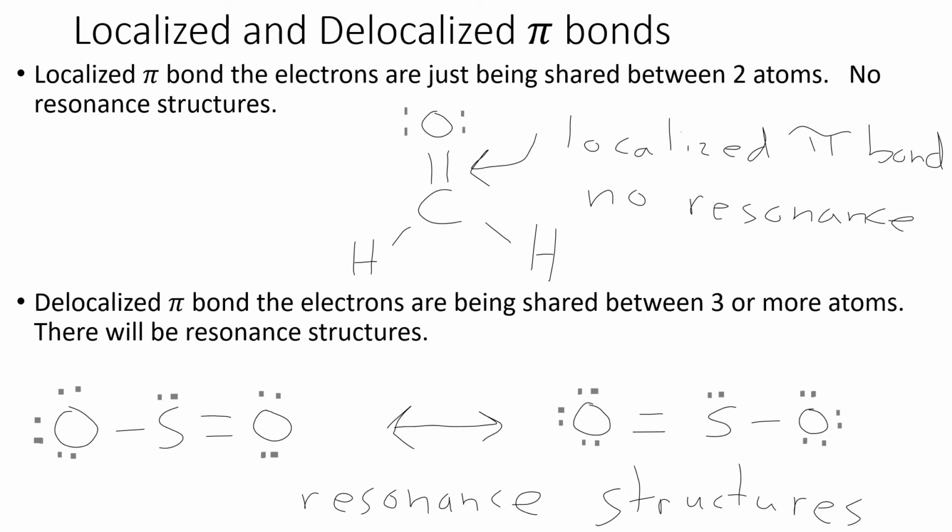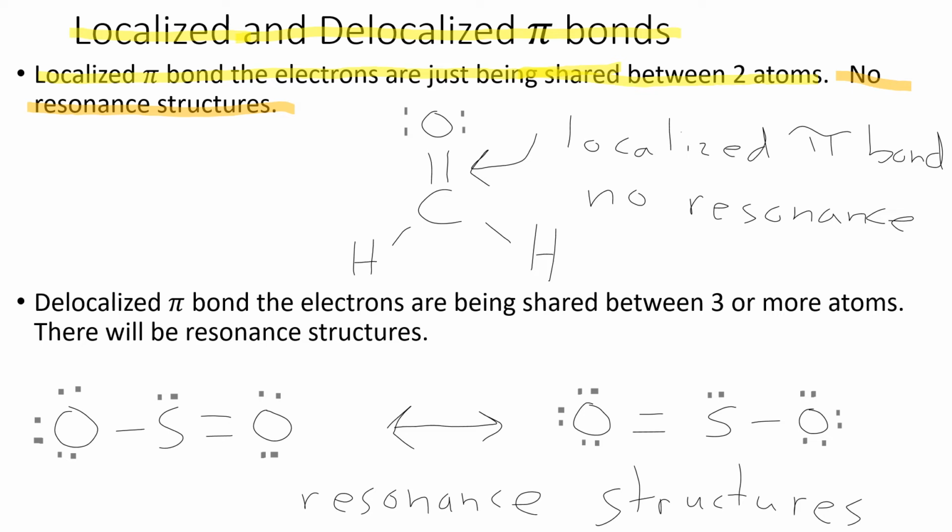And to talk about these pi bonds, we can be a little bit more specific. Pi bonds come in two different types. They're called localized and delocalized pi bonds. And we want to talk about the differences between them. In a localized pi bond, the electrons are just being shared between two atoms. And you can know that because you will not see any resonance structures. No resonance structures are going to be present.